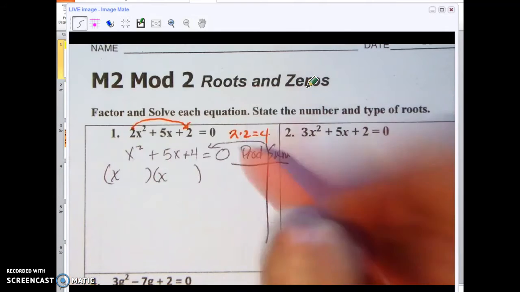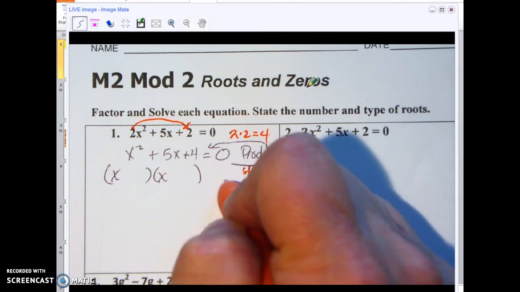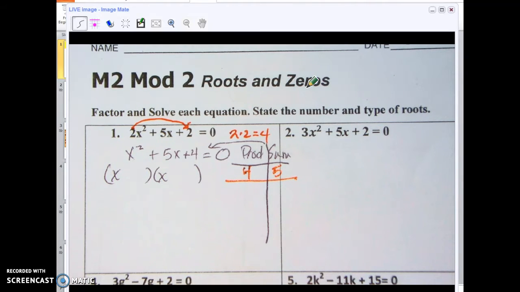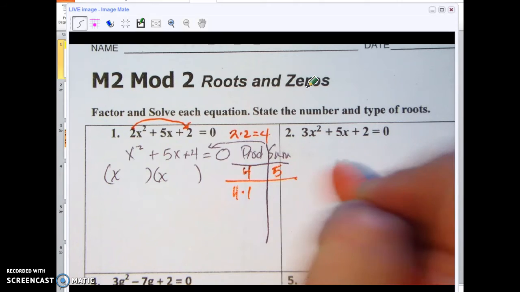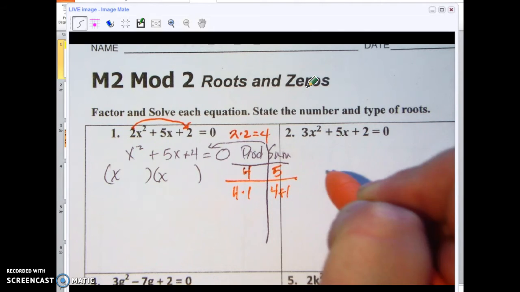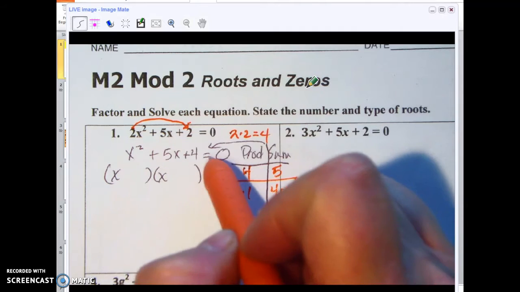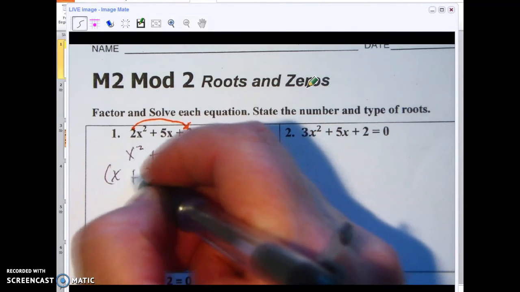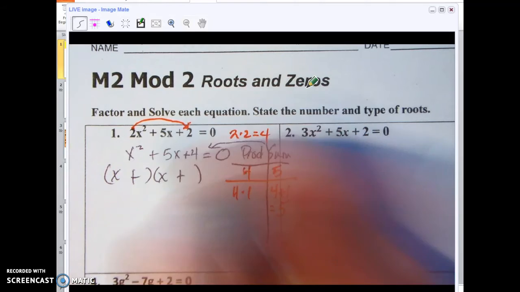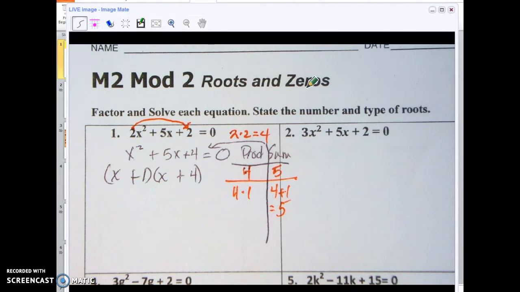My product needs to be 4. My sum needs to be 5. What are my combinations? 4 times 1, because 4 plus 1 equals 5. Everything in here is positive, so I know that I can just put a plus and a plus, 1 and 4. Okay, but I'm not done.